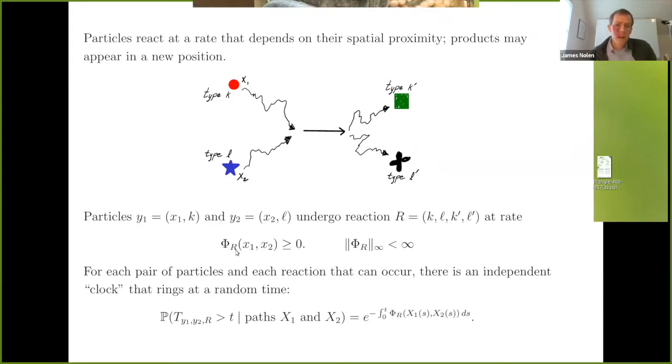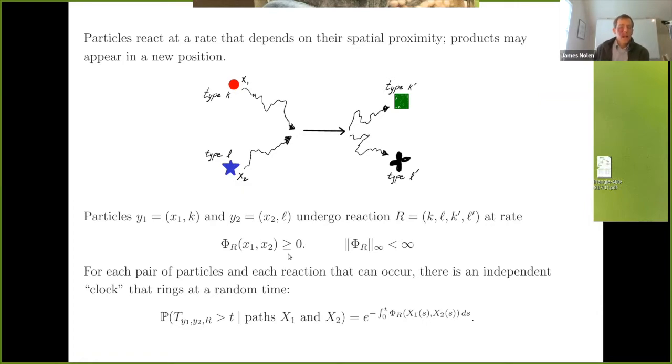Of course, if phi were a delta function, then there would be no reaction at all in dimension 2 or more, because with probability 1, two particles would never occupy the same site. We will assume that the kernel phi is in L infinity. This will play a role in the result, as I'll explain.